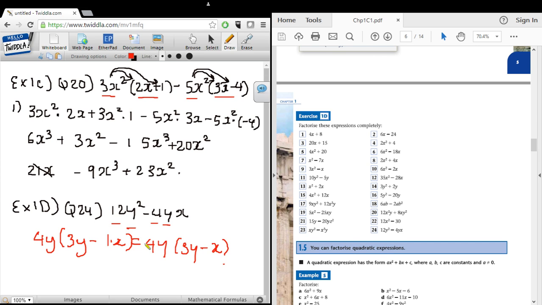So that's expanding and factorizing. Very simple, very easy, and very, very comfortable.